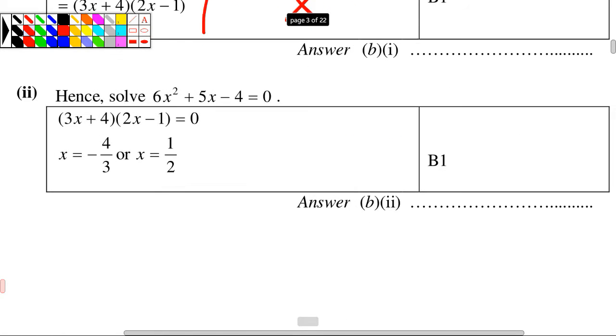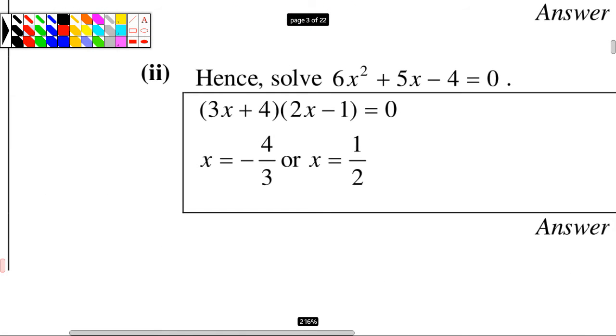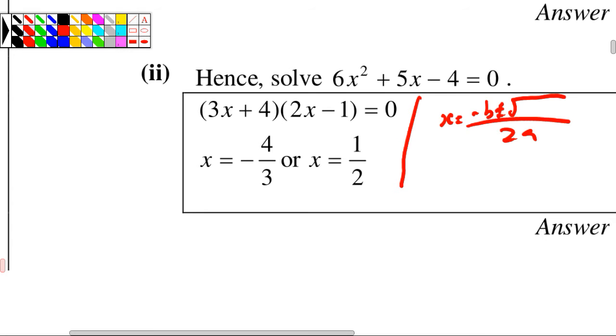Next one, hence solve. Hence means what? You must use this method. How many of you used x equals minus b plus minus over 2a? 0 marks. You know why? Hence. Underline the word hence. Hence means use part 1. Write down: hence means use part 1.